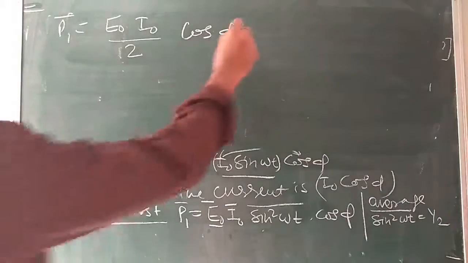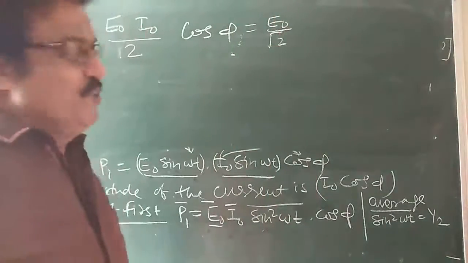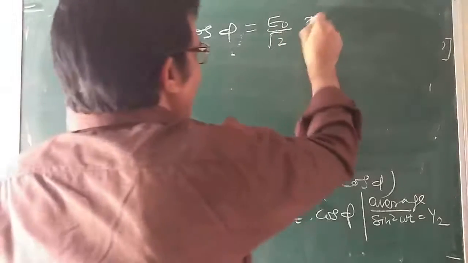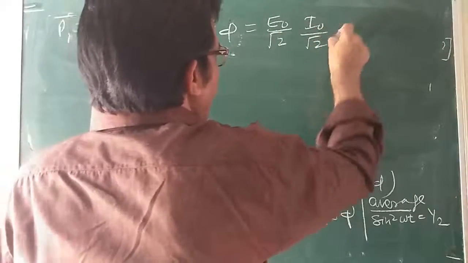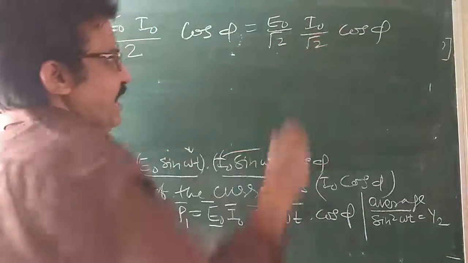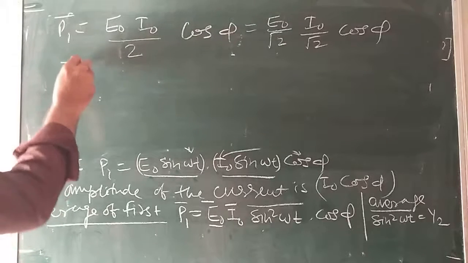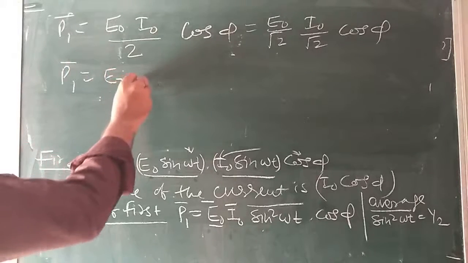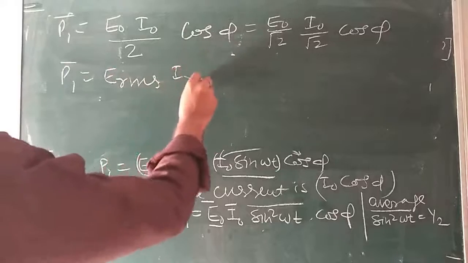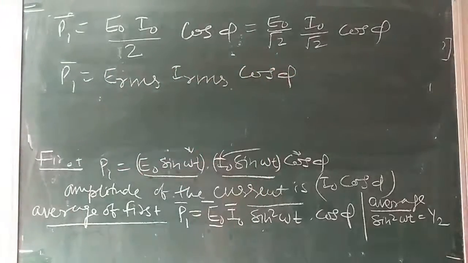So dear children, I can say it is E naught by root 2, it is I naught by root 2, and cos phi. What is this? ERMS. What is this? IRMS. So first part of the power comes out is ERMS, IRMS and cos phi. Is it clear? So this is the result of first part of the power.